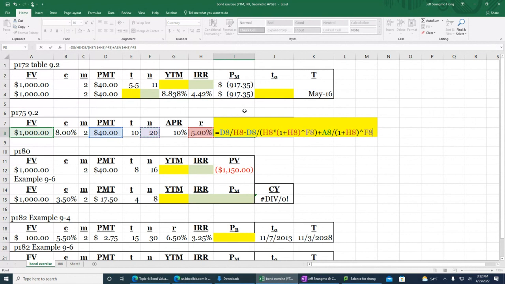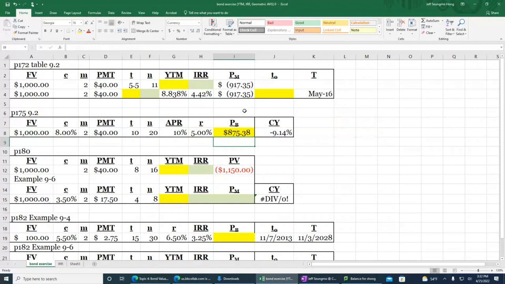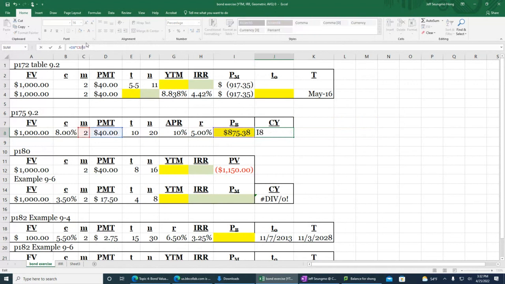Yeah, and let's see if this is going to be, and hit enter. Yeah, 875.38. So that confirms it. It's the discount bond, right? And the sign is wrong for our current.